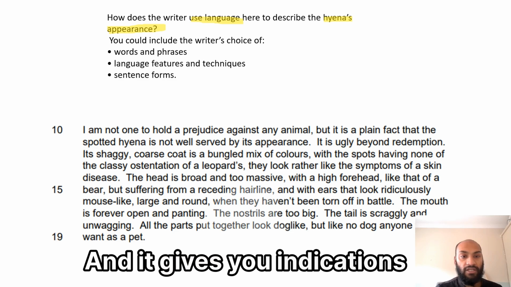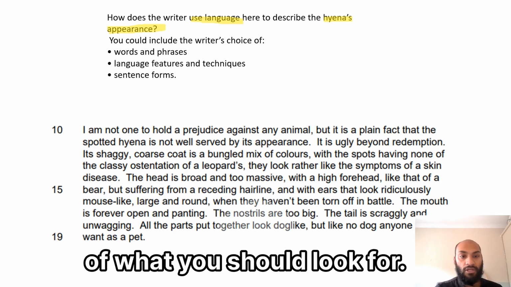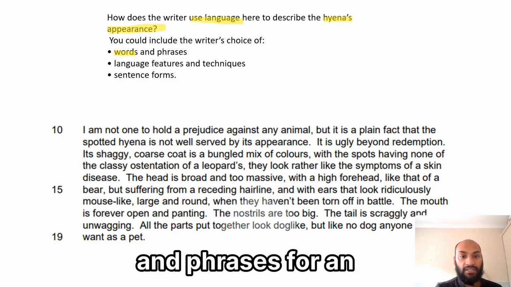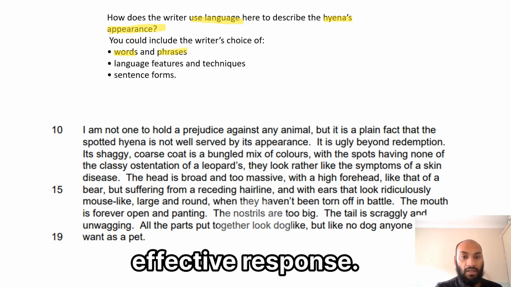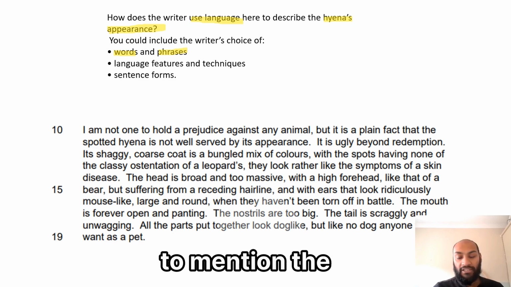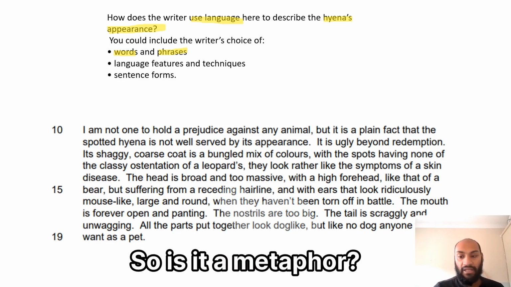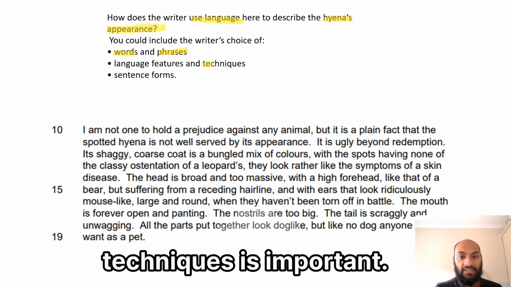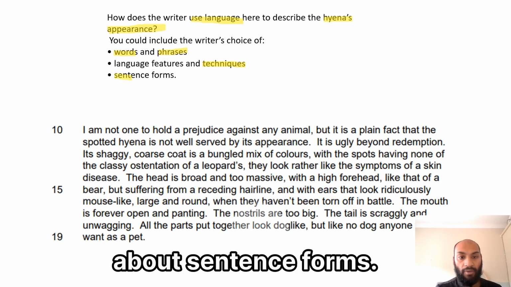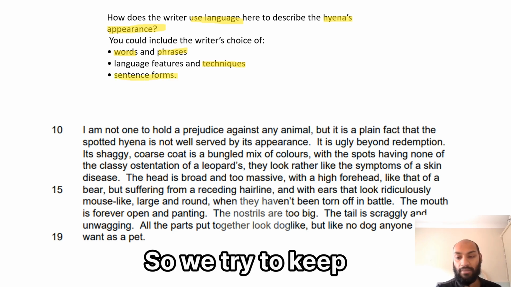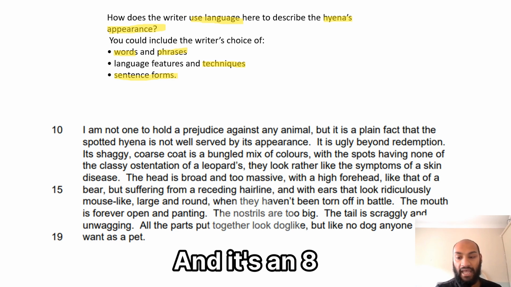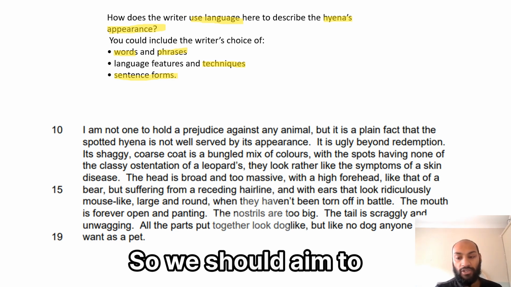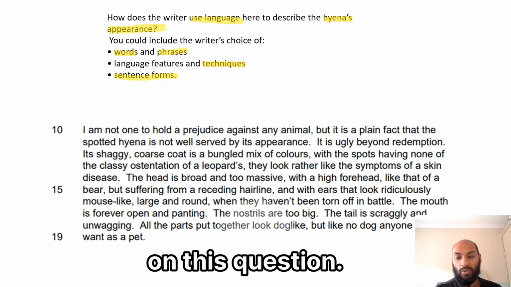It gives you indications of what you should look for. So again, words and phrases for an effective response. And we also need to mention the language feature. Is it a metaphor? Is it a simile, an adjective? So picking out the techniques is important. And we can also talk about sentence forms. So we try to keep it very simple. It's an 8-mark question, so we should aim to spend about 10 minutes on this question.